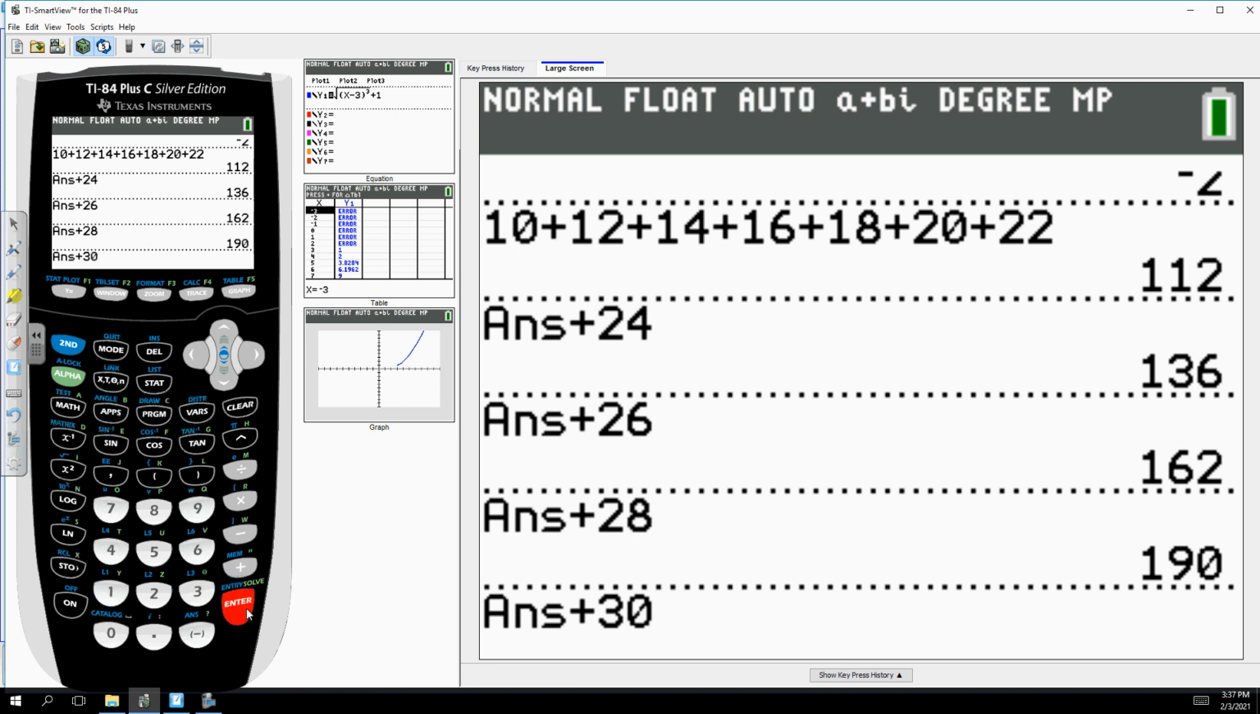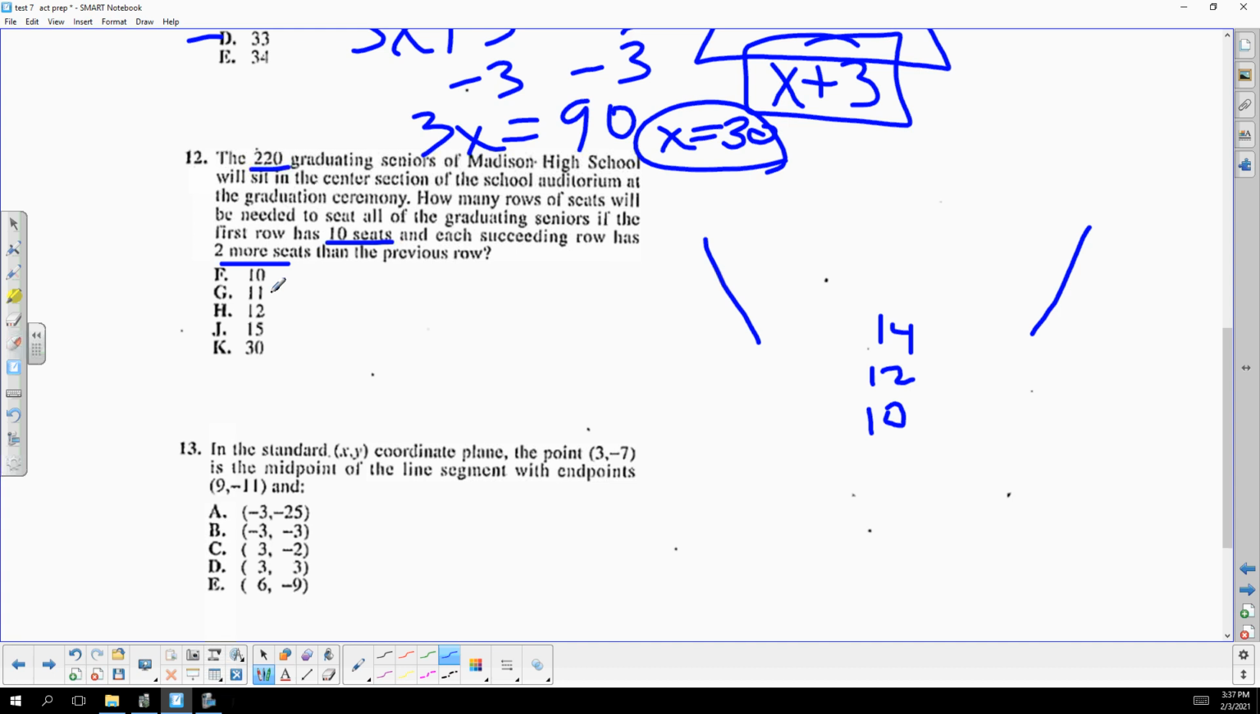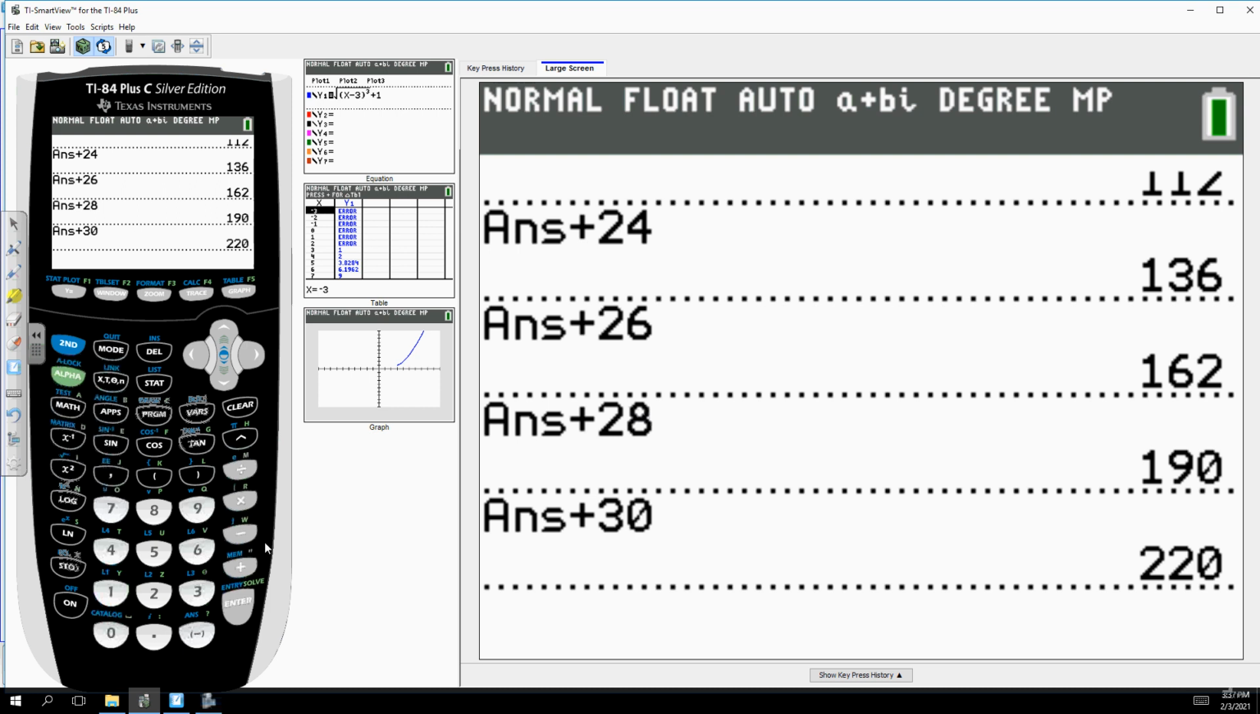So 30 people in the last row, and look at the question. They're asking for how many rows will be needed, and the answer is 11. All right, why is that?